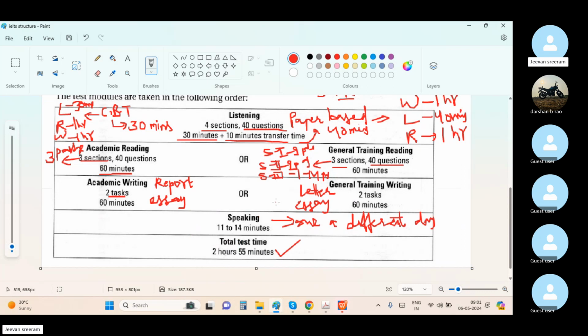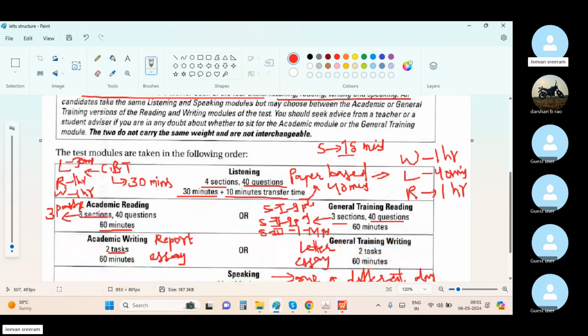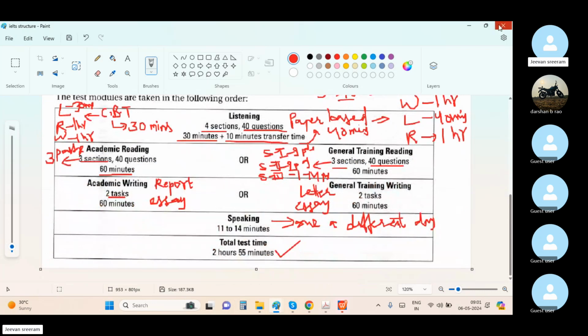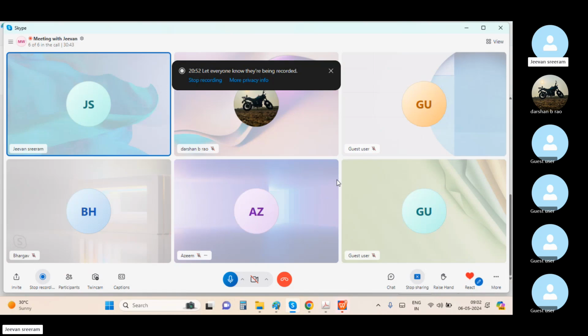Okay. Is everything clear, buddies? Darshan, any doubt? No, sir. And we have another new student. Who is this? Oh, we have two new students, I think.